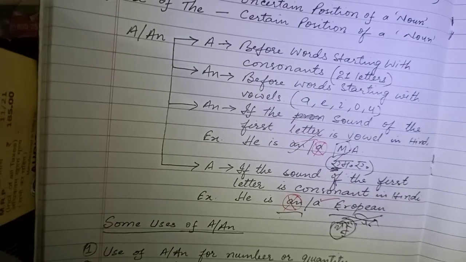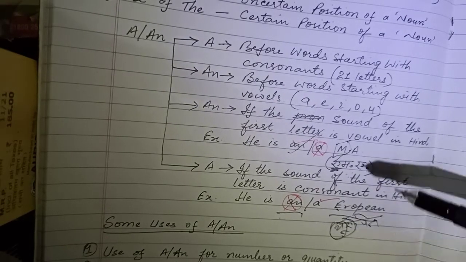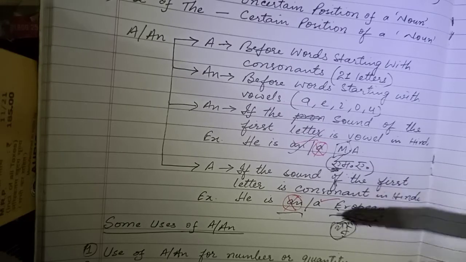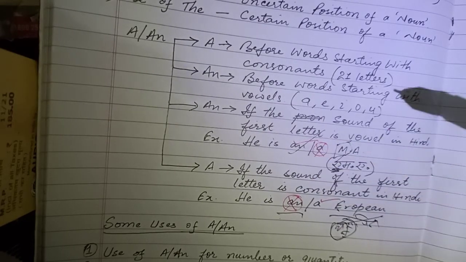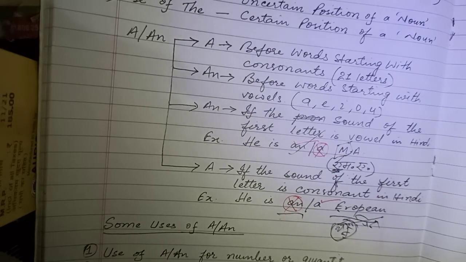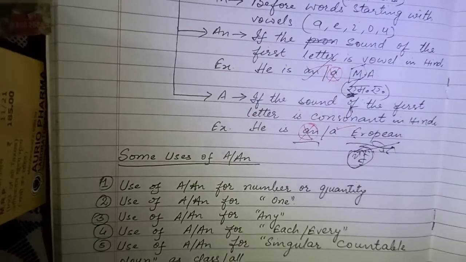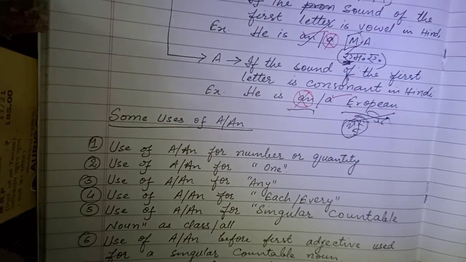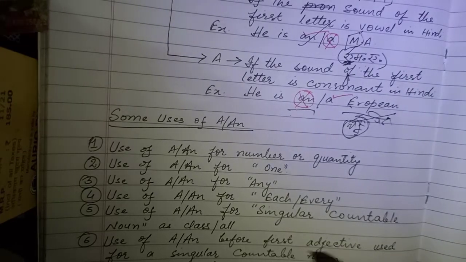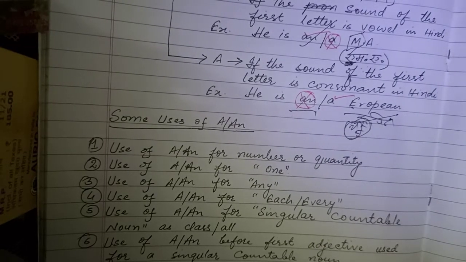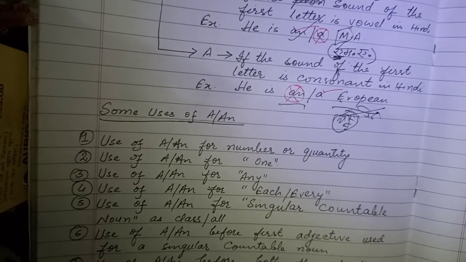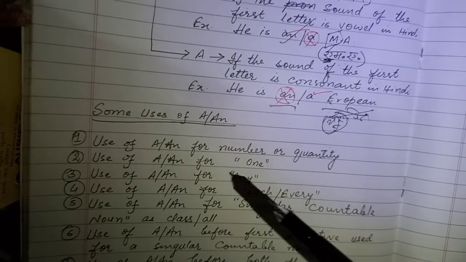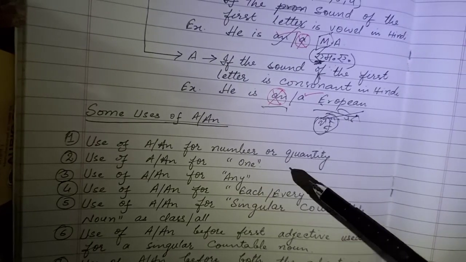I think you have understood very well, and it is very important. Most of the time in competitive examinations these are asked, and students make silly mistakes and therefore their marks are deducted. Now, some other uses of an I have already written on the paper, so that the video may not be too long. Okay, the first point is the use of a and an for number or quantity.